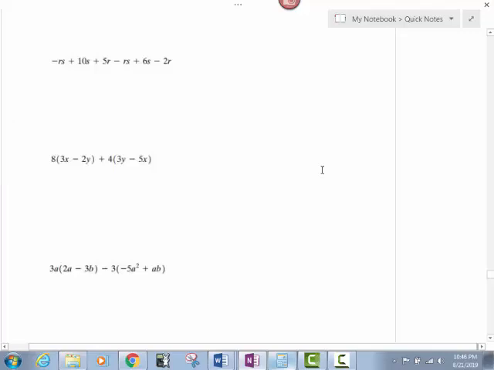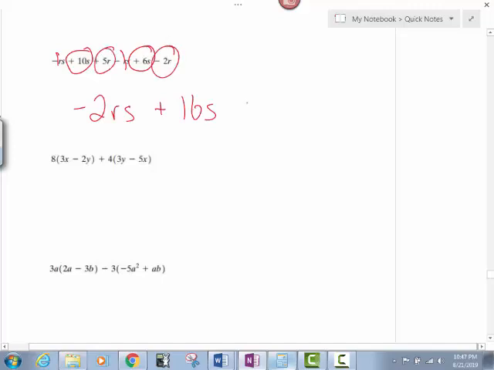Okay. So let's take a look here at this one. I'm going to think about that as a negative 1 R's and another negative 1 R's. So if I owe you $1, I borrow another $1, now I owe you 2 of them. Okay. A positive 10S and a positive 6S is a 16S. And then a positive 5R minus 2R is just a positive 3R.